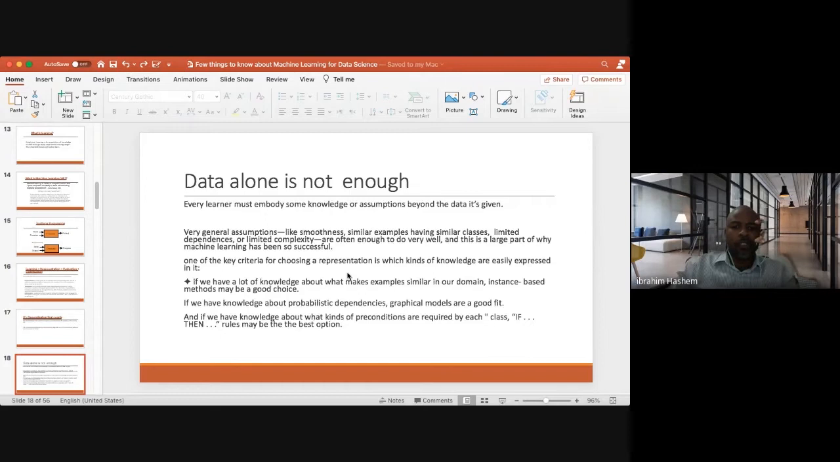One of the key criteria for choosing the representation is which kinds of knowledge are easily expressed in what. So these are the questions that we ask. If you ask the right questions, then probably we'll get the right answer. And when you ask the right questions, you have to apply the right model, or the right classifier, for the questions that you ask. So these parts are also important: the kind of questions you ask when you have your data, and the kind of pre-processing stage you have to go through in order to have data that is accurate and of a quality that can be used for analysis.